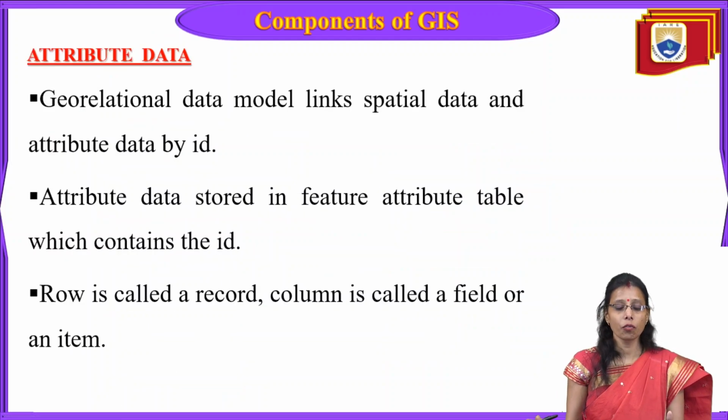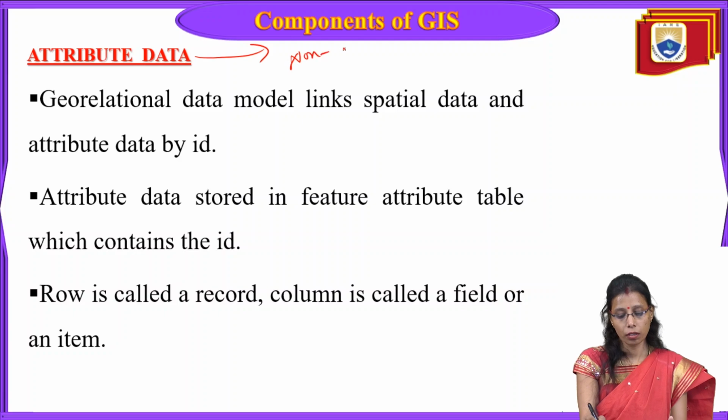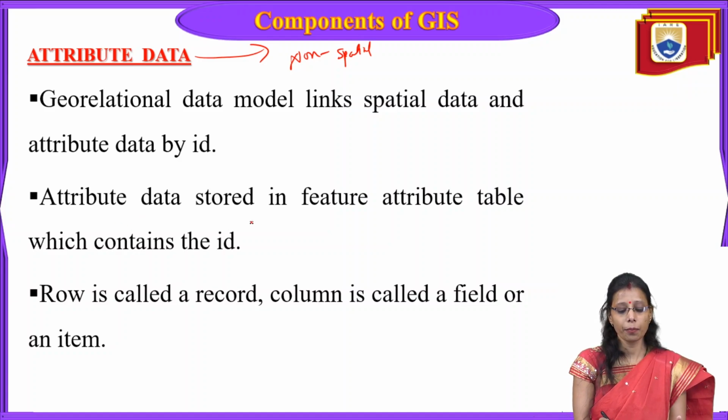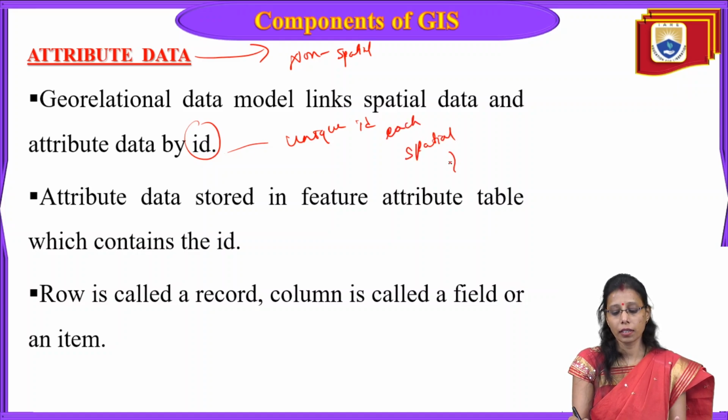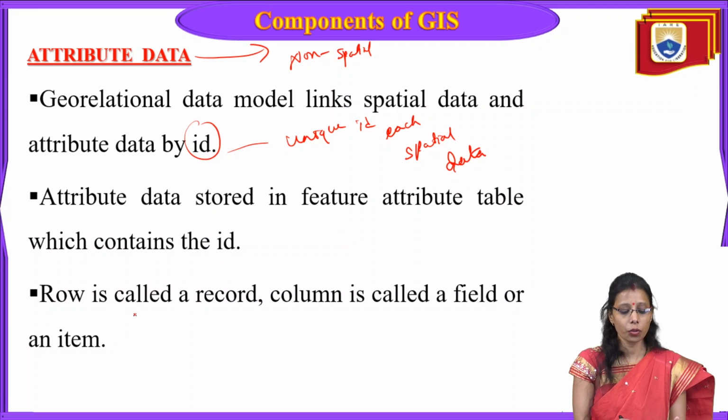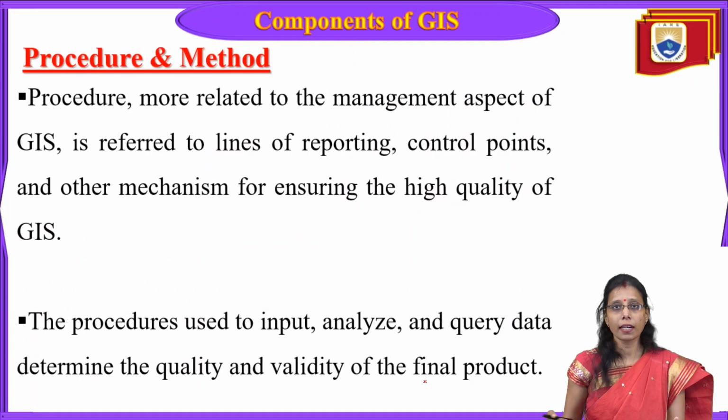Now what is attribute data? Attribute data is also known as non-spatial data. So non-spatial data is also called attribute data. The georelational data model links spatial data and attribute data by ID. A unique ID is given to each spatial feature. Attribute data is stored in a feature attribute table which contains the ID. A row is called a record, and a column is called a field or an item. So this is called attribute data.